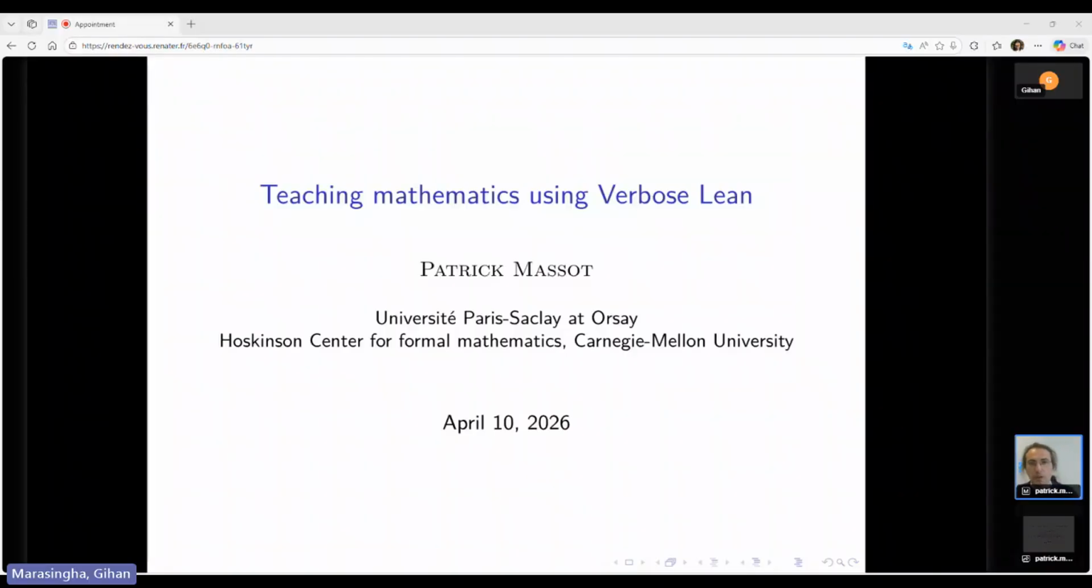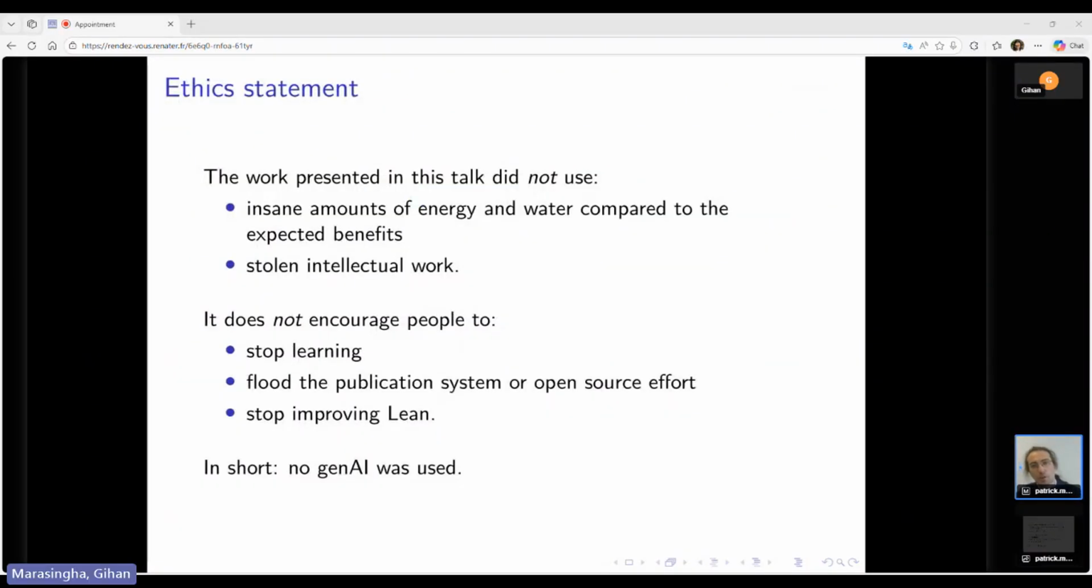Okay, so maybe I know this is not fashionable, a couple of words about ethics. What I'm showing today did not use an inordinate amount of energy and water compared to the expected outcome. It's not relying on stolen intellectual work, and I'm not encouraging my students to stop learning or flood the publication systems or flood MathLib or any open source effort, or stop improving Lean by writing better automation. So in short, no generative AI was used at all for this work.